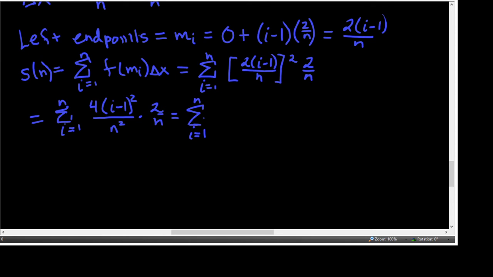okay, so that's going to end up being 8 over n cubed times (i minus 1) squared, which is i squared minus 2i plus 1. That's the square of i minus 1. Now notice that the 8 over n cubed, with an index variable of i, 8 and n cubed are both considered constant, so I'm going to pull that out in front of the sigma.